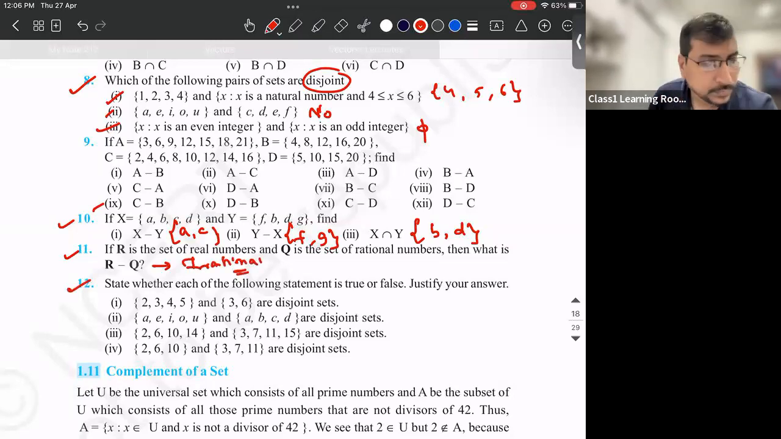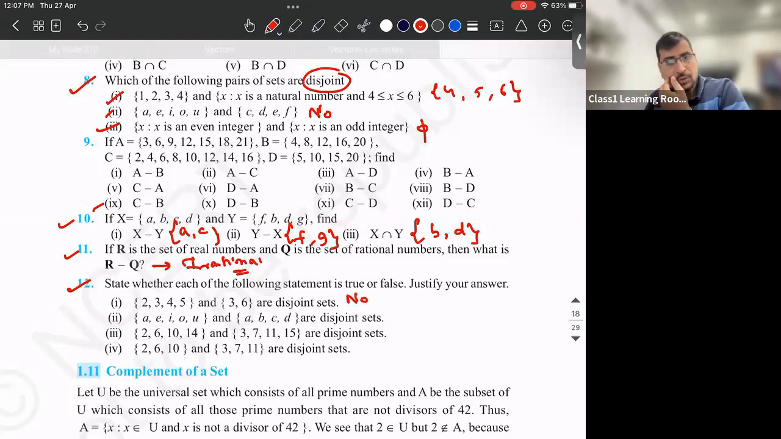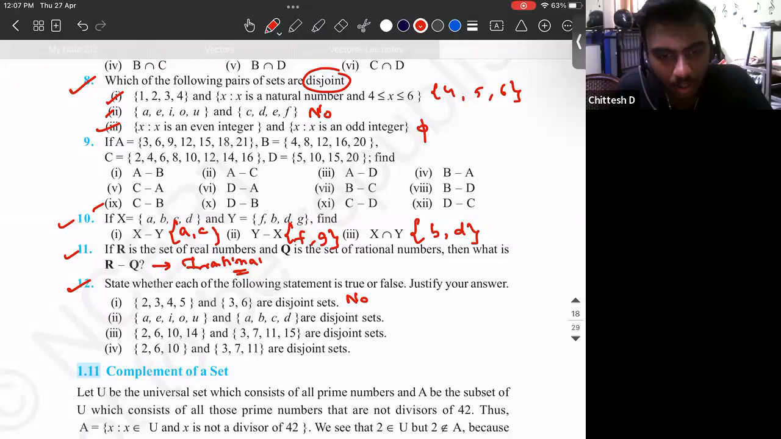12th one. State whether each of the following statements is true or false. Justify your answer. 2, 3, 4, 5 and 3, 6 are disjoint sets. Jitesh, are they disjoint? No, sir. They have 3 as common. Yes. A, E, I, O, U and A, B, C, D are disjoint sets. No, sir. They have A as common.